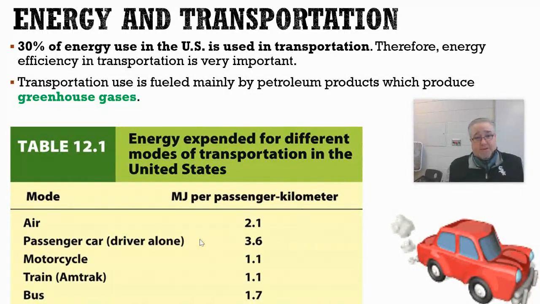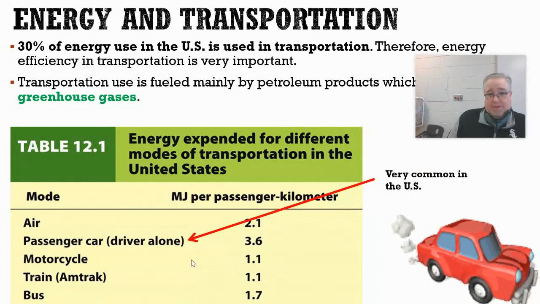Just want to point out one thing on this little chart here. They give you these different modes of transportation, and they tell you the average amount of energy in megajoules, which is a unit of energy, per passenger for every kilometer that's driven. A kilometer is a little bit longer than a mile, but anyway, the one number that stands out is this one: a passenger car driven alone in the United States.